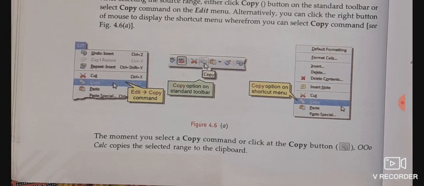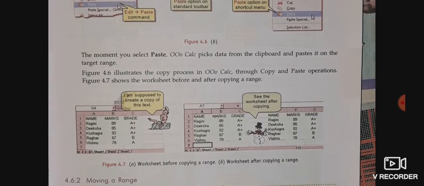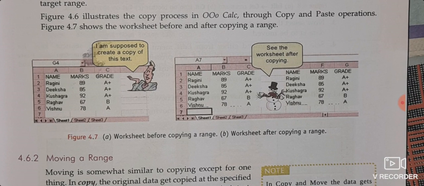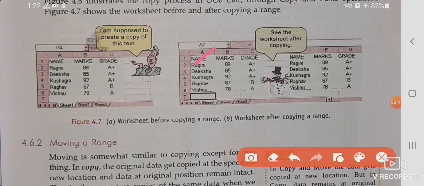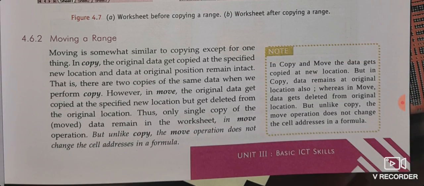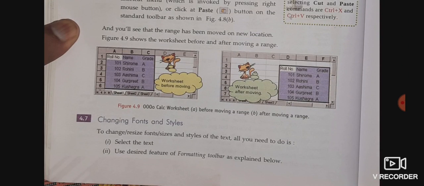So these functions are nearly similar, so that you can use them here. See this data: name, marks, grade. Here Control X has not been used, because if Control X had been used, this old data would have got deleted. So here they have used Control C, copy and paste. With copy and paste, the data in the original place will also remain there. So cut, copy, paste I have told you clearly.